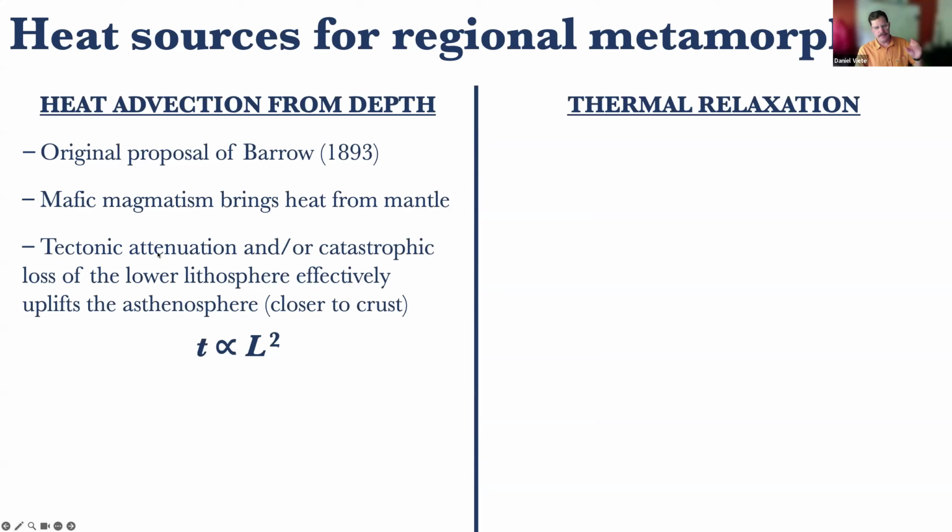As well as that, any process that attenuates the thickness of the lower lithosphere brings the asthenosphere closer to the middle crust where the metamorphism occurs. And this decrease in the distance to the heat source can then cause a much more transient thermal feature. So tectonic attenuation could involve some detachment with preferential thinning of the lower lithosphere as opposed to the upper lithosphere, or it could involve catastrophic loss of the lower lithosphere, potentially also slab breakoff.